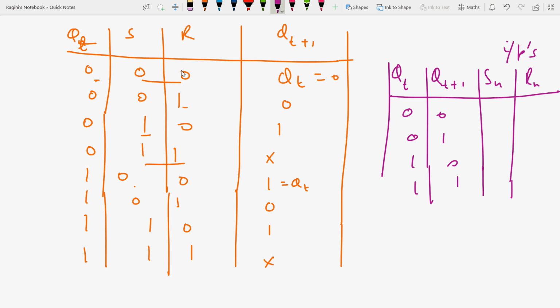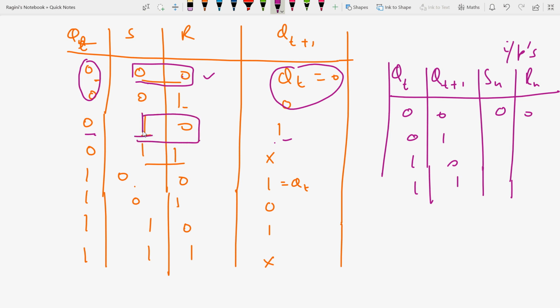So when Qt is 0 and Qt plus 1 is also 0, what is the S and R? Here when Qt is 0 and Qt plus 1 is 1, what is the condition of S and R? Set is 1 and R is 0, so here it is 1, 0. Now when Qt is 1 and Qt plus 1 is 0, again you can say it is 0, 1, so it is the 0, 1 condition.